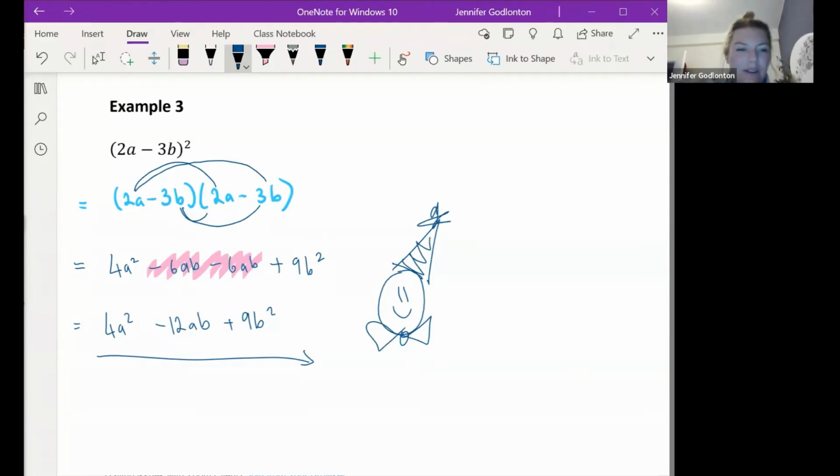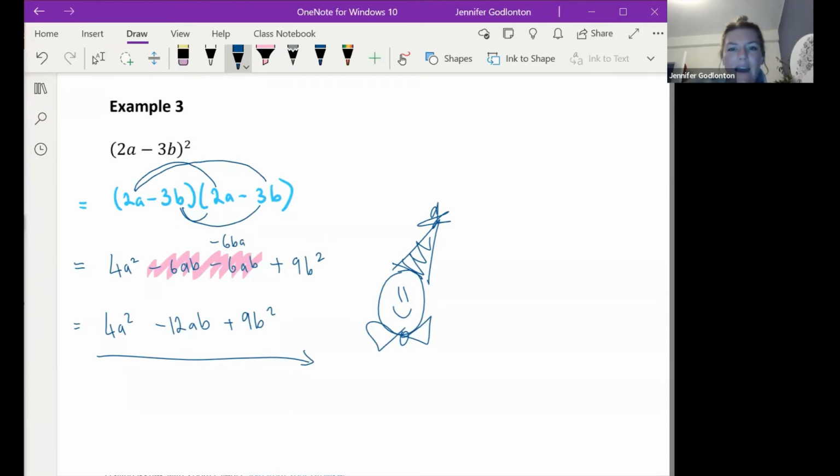Okay. So the most important thing that came with this one is that sometimes we get a bit confused with our signs. Now, if you wrote this one as negative 6ba, that's also totally fine, guys. It means the same thing and they are still like terms. So you can still add them.